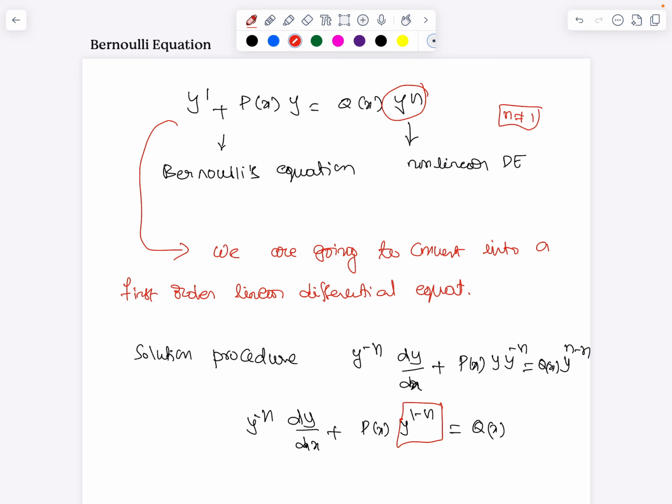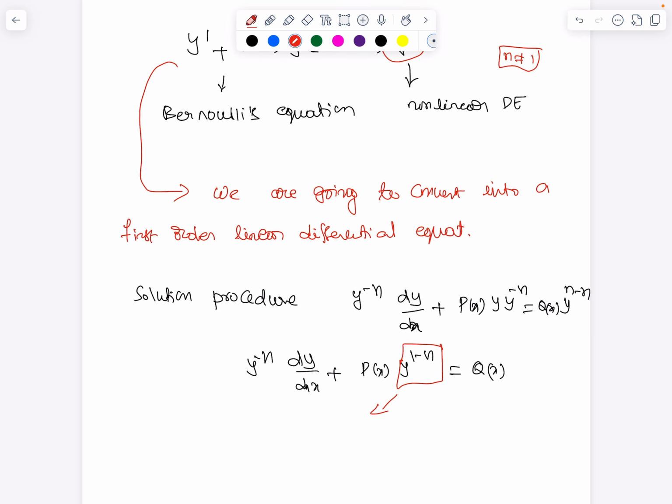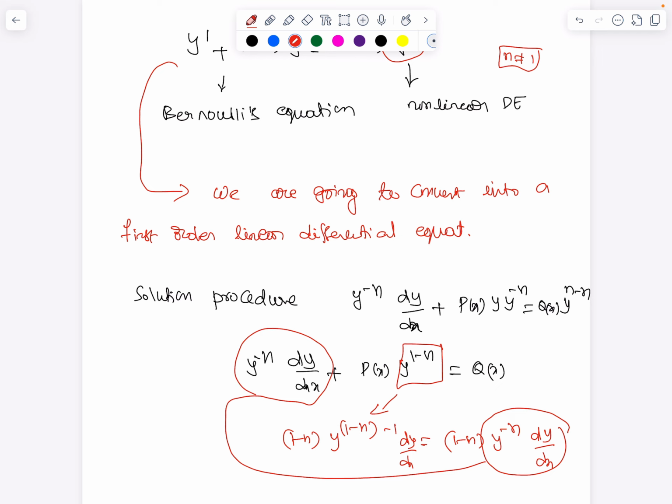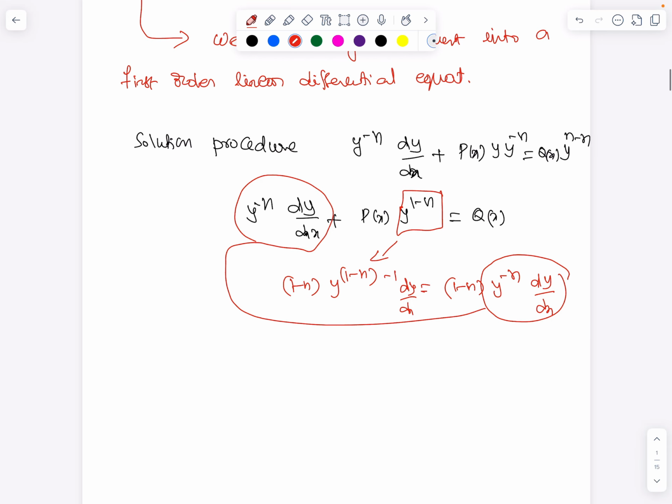This is actually playing a crucial role. You know that the moment you apply the derivative over this, it becomes 1 minus n times y power 1 minus n minus 1 times dy by dx, which is equal to y power minus n dy by dx. You see, this is exactly the same as this one, of course with 1 minus n in the form of multiplication. Therefore, I am going to assume that v is equal to y power 1 minus n.